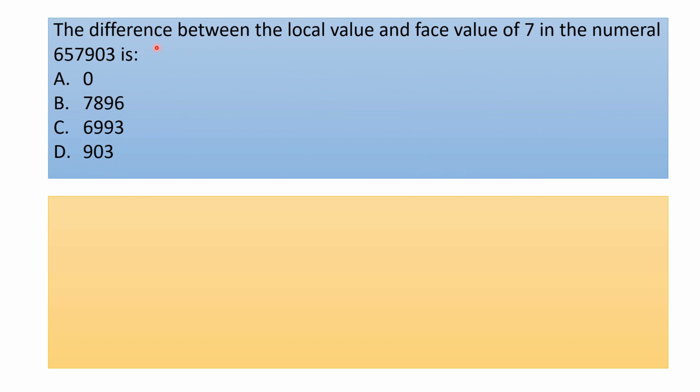Let's start solving the problem. I am reading the problem statement. The difference between the local value and face value of 7 in the numeral 657903 is, and the options are 0, 7896, 6993 and 903. Let's find the solution. As per the problem statement, they are asking the difference of the local value of 7 and the face value of 7 in the given numeral. So for that, we have to first find the local value of 7 and then we have to find the face value of 7. Then we have to find the difference between the two values.